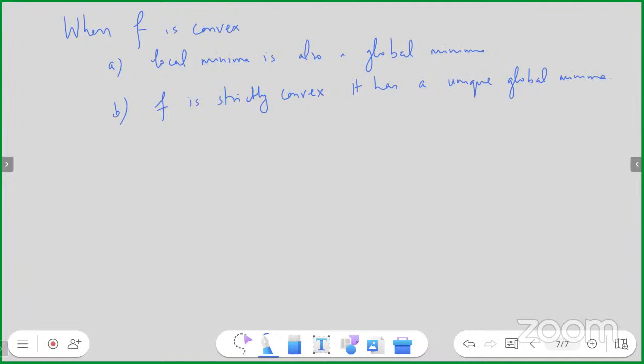Where is the uniqueness proven? For it to be unique, what do you have to show? That if there is just another point, what happens? If there is a second global minima, then the chord joining the two should be, because of the strict condition, strictly above the function. So the function values on that chord are smaller than the global minimum. That's a contradiction.